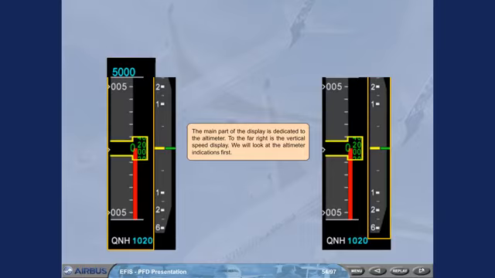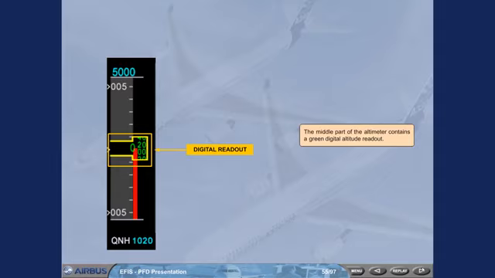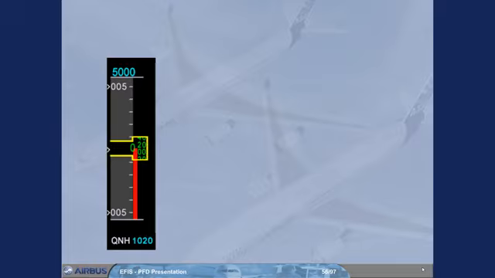The middle part of the altimeter contains a green digital altitude readout. The red ribbon to the right of the altitude scale represents the ground reference. The ribbon is currently level with the center of the scale. Like the airspeed indication, a gray analog altitude tape moves behind the digital display. In this example, a target altitude of 5,000 feet is displayed.